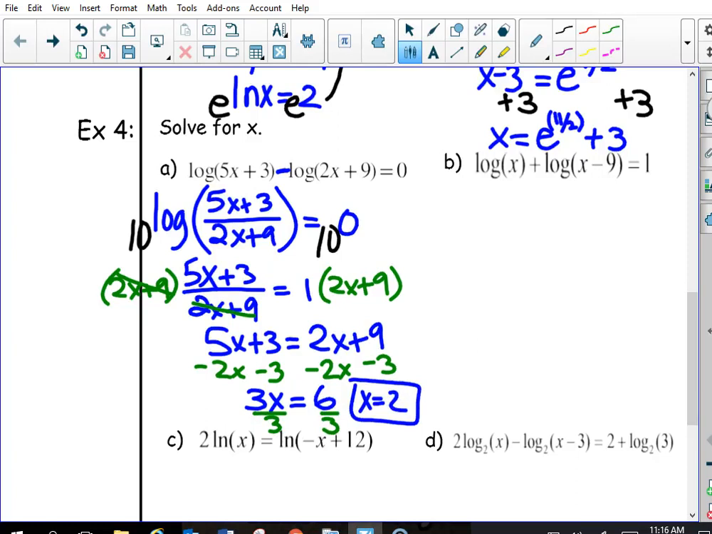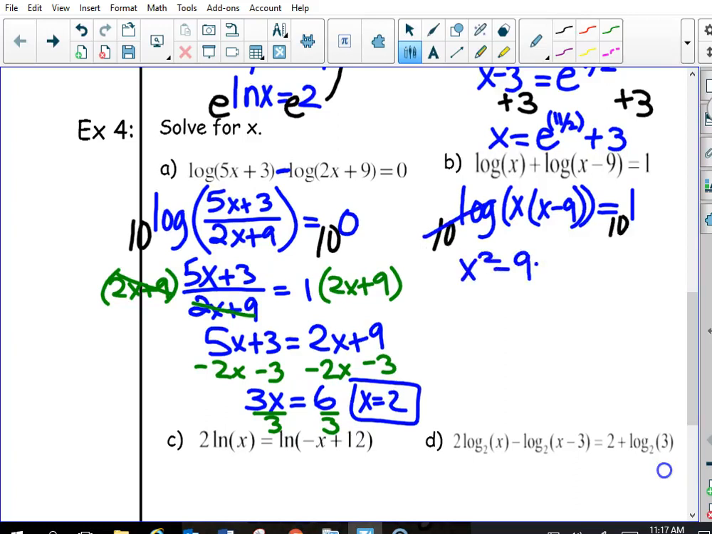Okay, so here we have 2 logs that are being added, still base 10 logs. So I'm going to rewrite that as log of x times x minus 9. I'm going to distribute that multiplication. And also I'm going to apply base 10 to both sides to get rid of that log. Okay, so that cancels. I get x squared minus 9x equals 10. And now I'm going to get a 0 and finish solving this quadratic.